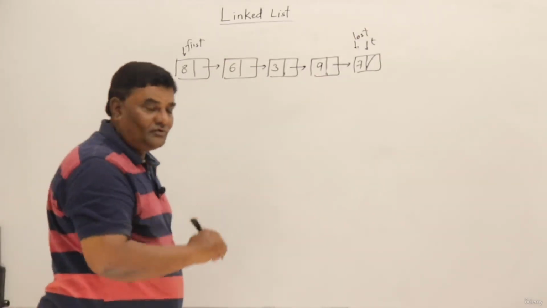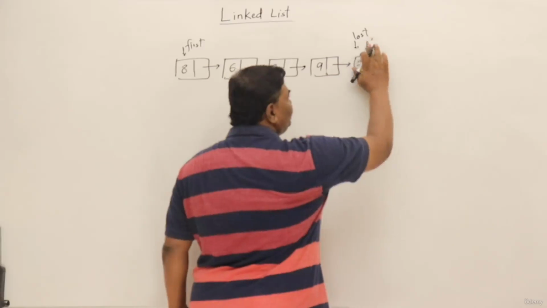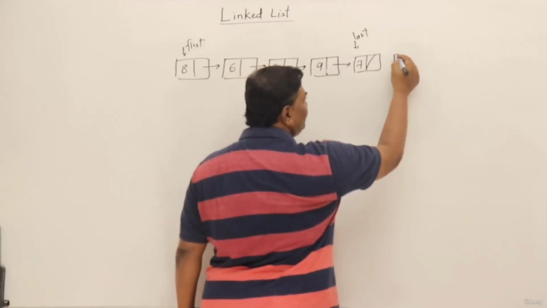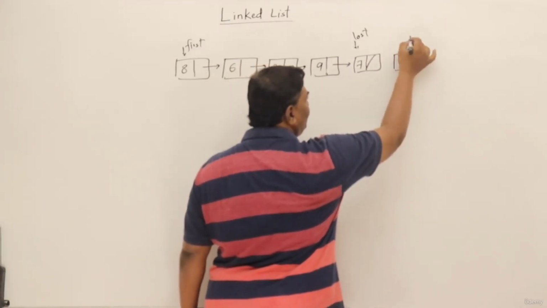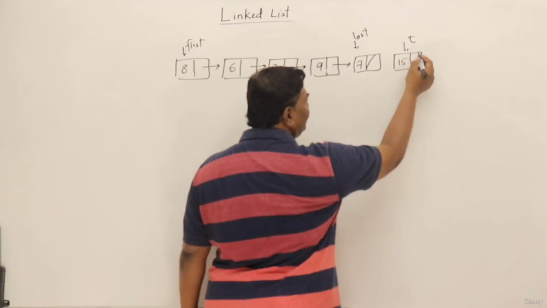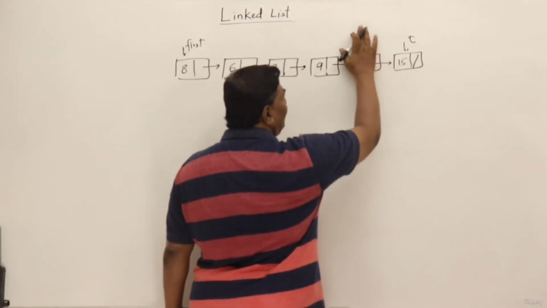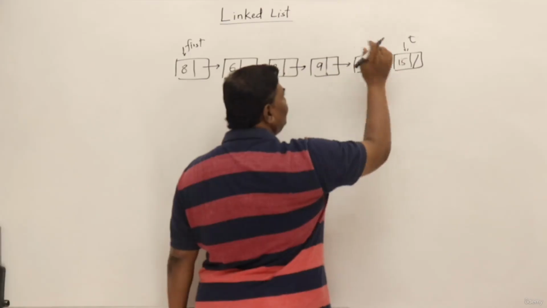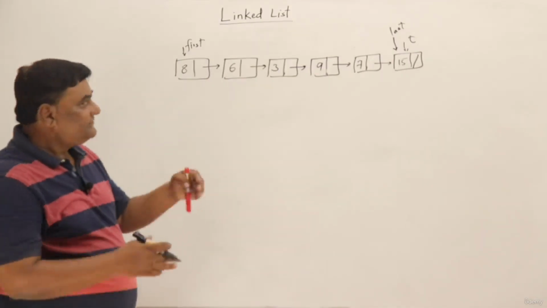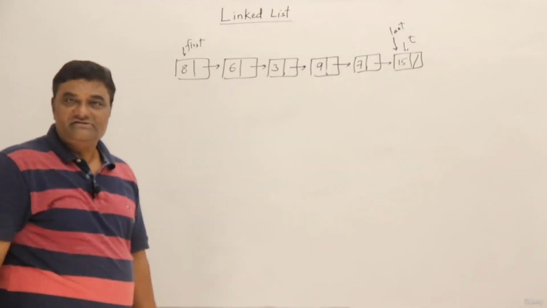Let me insert one more node and show you. I want to insert one more node that is 15. So create a new node with a temporary pointer t, insert the value 15, make this as null, make last next point on this one and move last to the new node. So in this way you can go on inserting at the last.